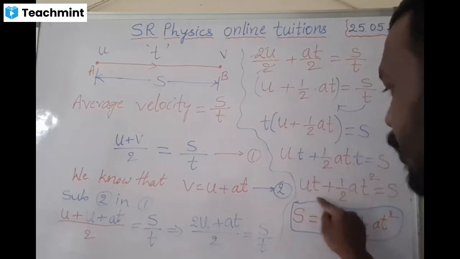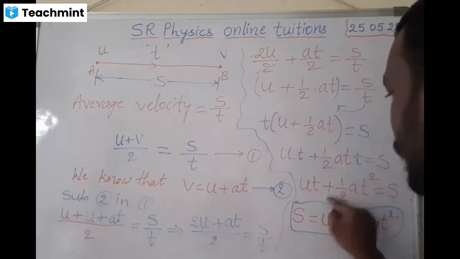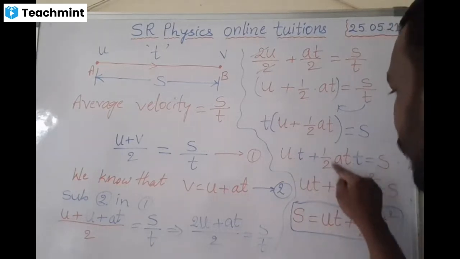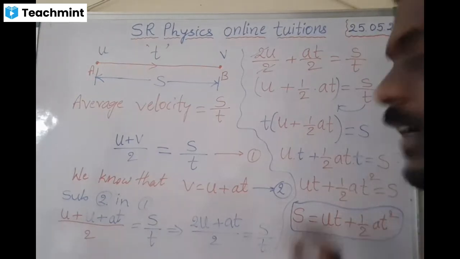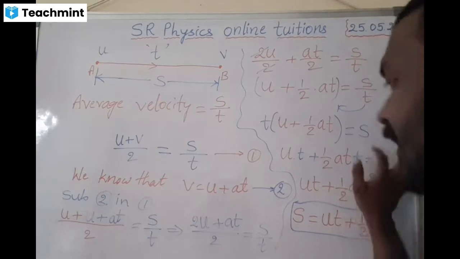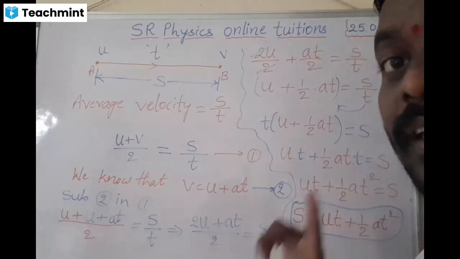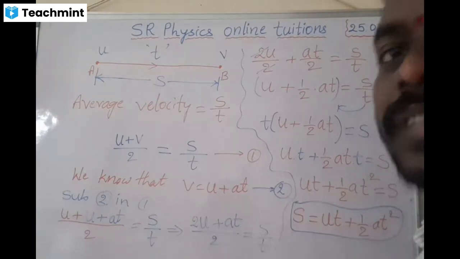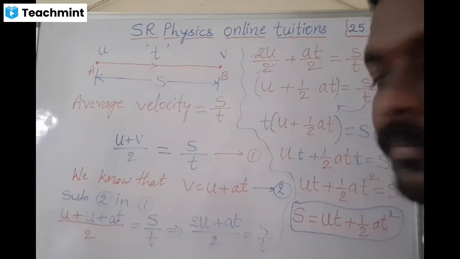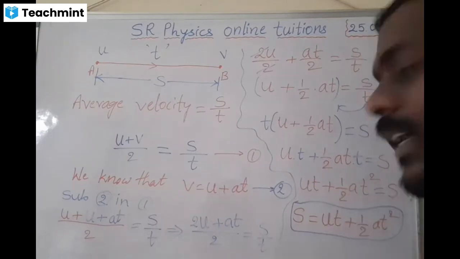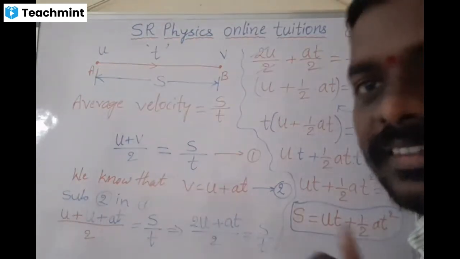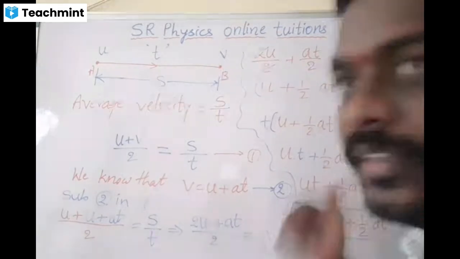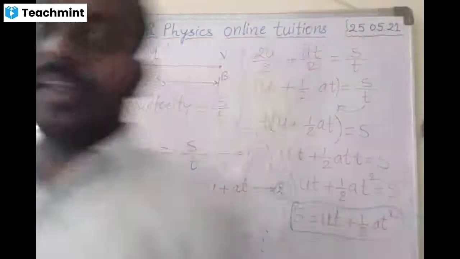u into t, ut, plus half I'm writing as it is, then a as it is. t into t, it is a multiplication, so it becomes t square. Is it clear? Then after that is equal to s. I'm rewriting that as s is equal to ut plus half at square. Is it clear? Right? If you people are having any doubts, you can ask.